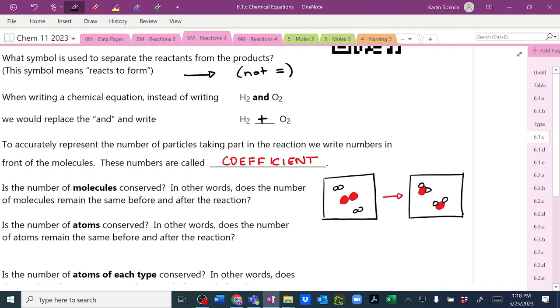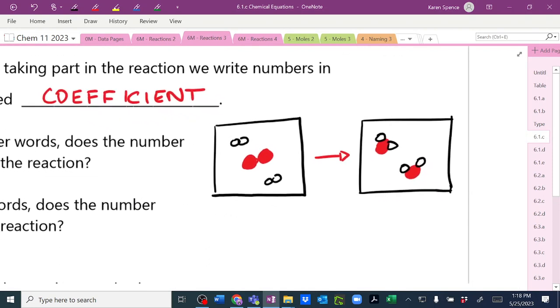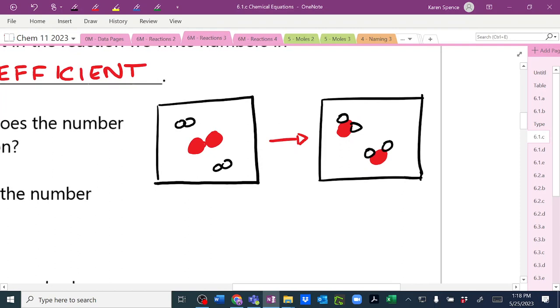So that is a chemical reaction. That's the one that we looked at last day. And the question asks, are the number of molecules conserved? Is the number of molecules that we start with the same as the number of molecules we finish with? How many molecules in the reactants? 1, 2, 3. How many molecules in the products? 1, 2. Are the number of molecules conserved? Are they the same before and after? No.